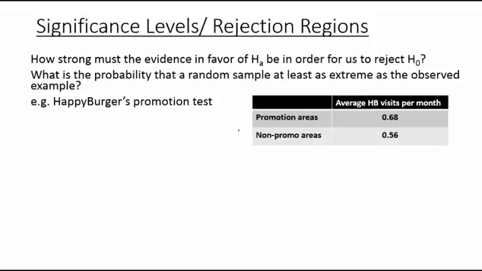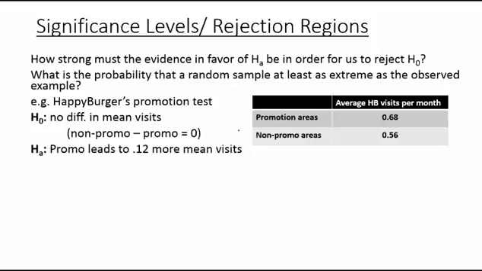Okay, so to set up our hypothesis test, we have to have a null hypothesis and an alternative hypothesis. Null hypothesis, H0, is that there's no difference in mean visits. And we can quantify that. We will here in a minute, but I want to think through the logic first of what we're doing. We're basically saying the difference between the non-promotion areas and the promotion areas is 0. An alternative hypothesis would be something like this. Well, we could just say that the promotion leads to the difference we observe, which is 0.12 more mean visits. Or generally speaking, we could say the promo mean is greater than the non-promo mean.